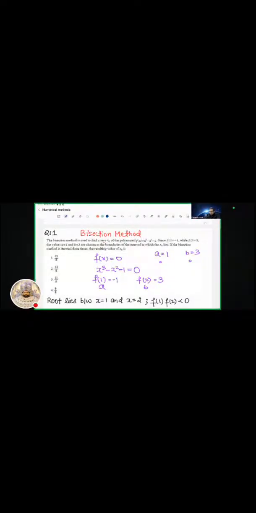Boundaries means that your root exists between them. How do we know that root exists between them? Anyone? How do we know that root exists between 1 and 2? What is the test? F of 1 multiplied by f of 2 should be negative. Yes. So everyone agrees that f of 1 value is minus 1. F of 2 value is 3. If I multiply both of them, minus 1 into 3, you got the negative. So if you are getting the negative number, it means the value of root is between 1 and 2. Okay? So that is their given.